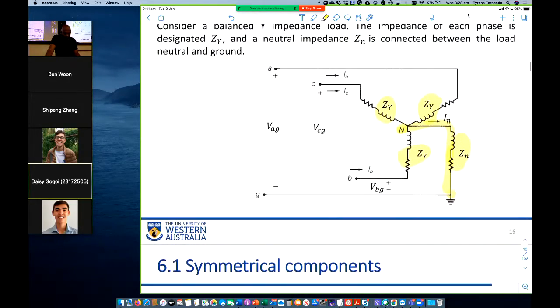We can now have the following equations. What are the equations that we can have? We have current IA flowing like that, and then it can flow like that. Now the current that flows IN, the current that flows through path B also flows to the neutral, through impedance Zn to the ground. The current that flows through line C flows through ZY and flows to the ground through Zn.